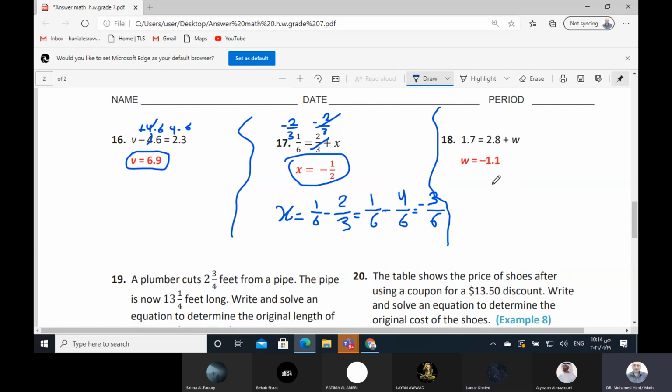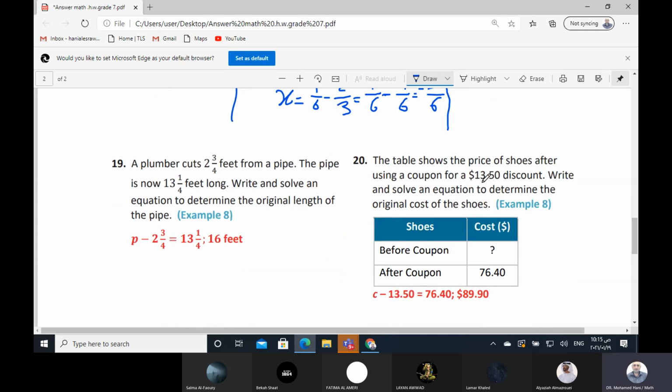Exercise number 18. We want to remove the constant here, and we want to keep the variable alone on the same side. So we can subtract 2.8 from the two sides. Minus 2.8 plus 2.8 will be 0. Remains here w. And here 8 minus 7 will be 1, and 2 minus 1 will be 1. So the answer will be minus 1.1. Clear?